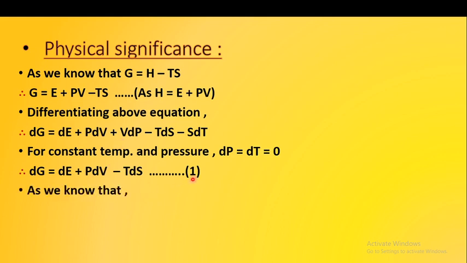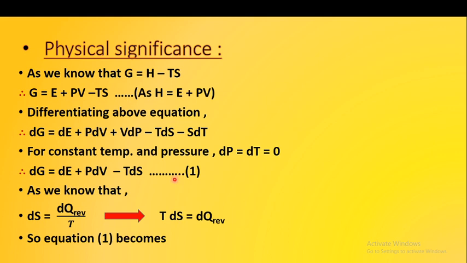This is called equation 1. As we know, dS is equal to dq reversible upon T, according to the Clausius equation. The change in entropy is the ratio of change in heat with respect to temperature. Rearranging, dq reversible is equal to T dS. Therefore equation 1 becomes dG is equal to dE plus PdV, and TdS is equal to dq reversible, so dG is equal to dE plus PdV minus dq reversible. This is called equation 2.